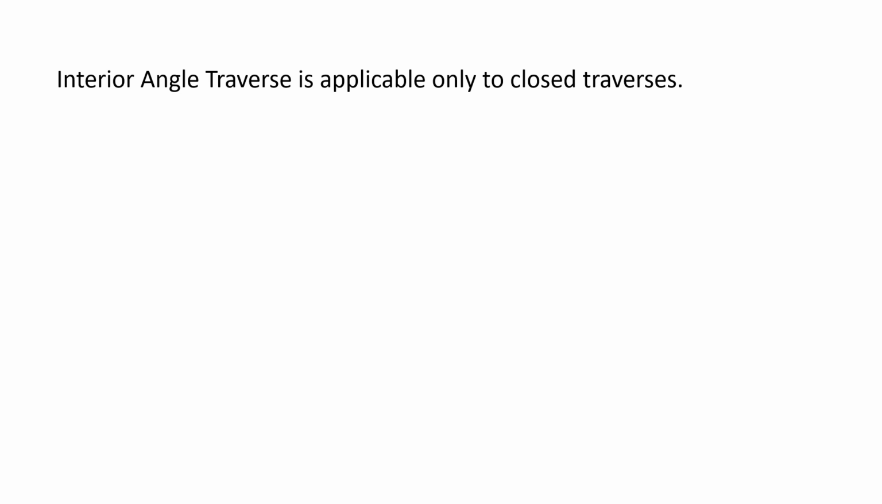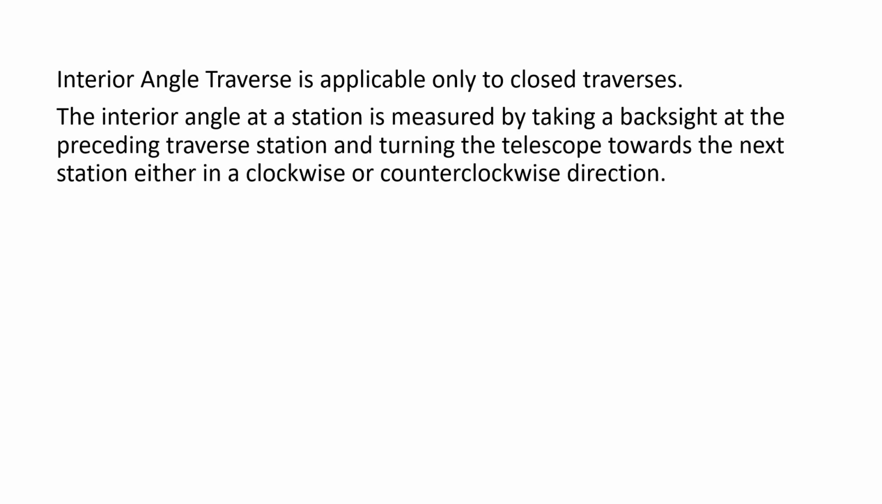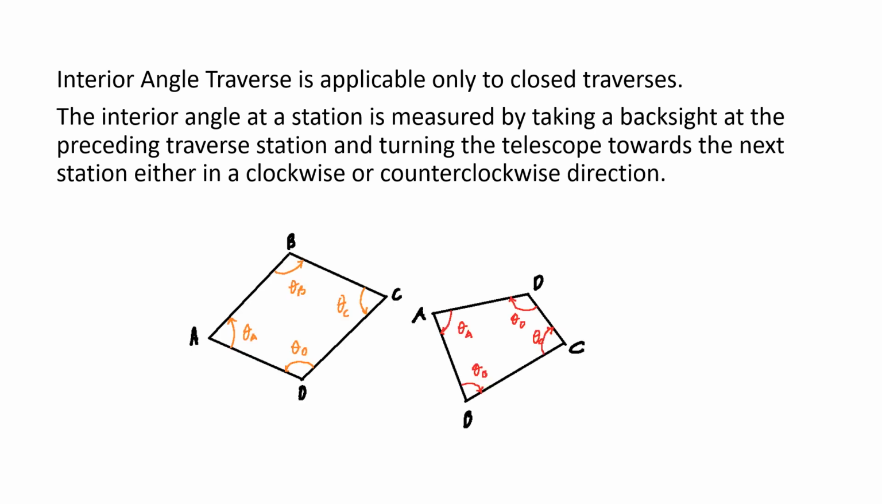Interior angle traverse is applicable only to closed traverses. The interior angle at the station is measured by taking a backsight at the preceding traverse station and turning the telescope towards the next station, either in a clockwise or counterclockwise direction.